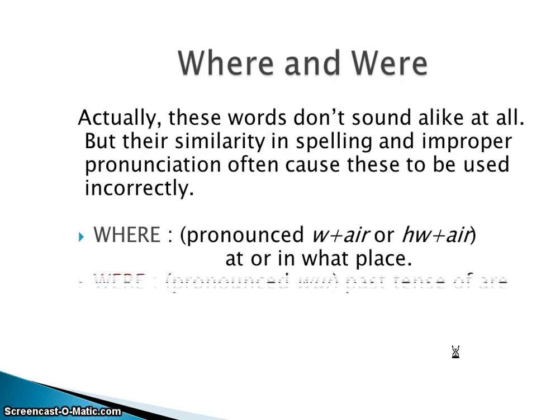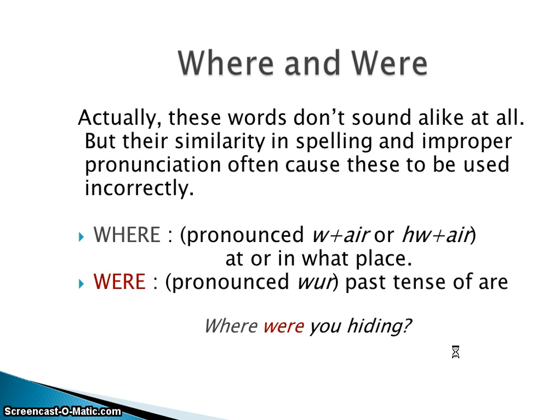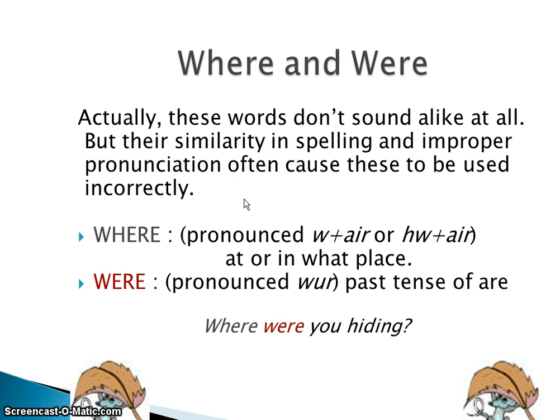Okay, where and were. These words don't sound all that alike, but they are similar. And obviously, you have one letter there that differentiates these words. But it's a pretty big difference. And I see this used a lot, misused a lot in papers. So where, again, think of that pronunciation, where with a W plus AR, indicating a place. Were, pronounced W-U-R, is the past tense of are.